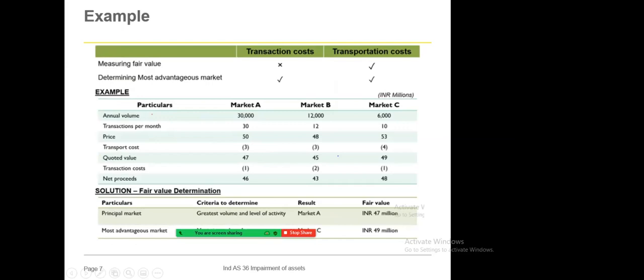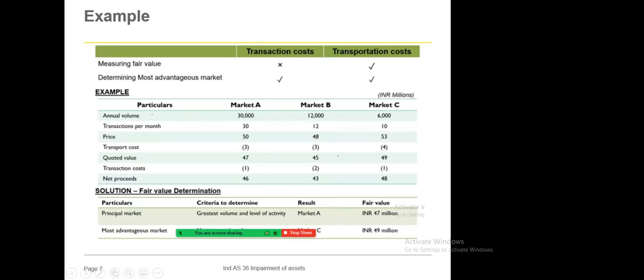There are three markets: market A, market B, market C. Annual volume in market A is 30,000, in market B it's 12,000, in market C it's 6,000. Transactions per month are 30, 12, and 10. Price is 50, 48, and 53. Transportation cost is 3, 3, and 4. Quoted value is 47, 45, and 49. Transaction cost is 1, 2, and 1. Net proceeds that you are getting are 46, 43, and 48.